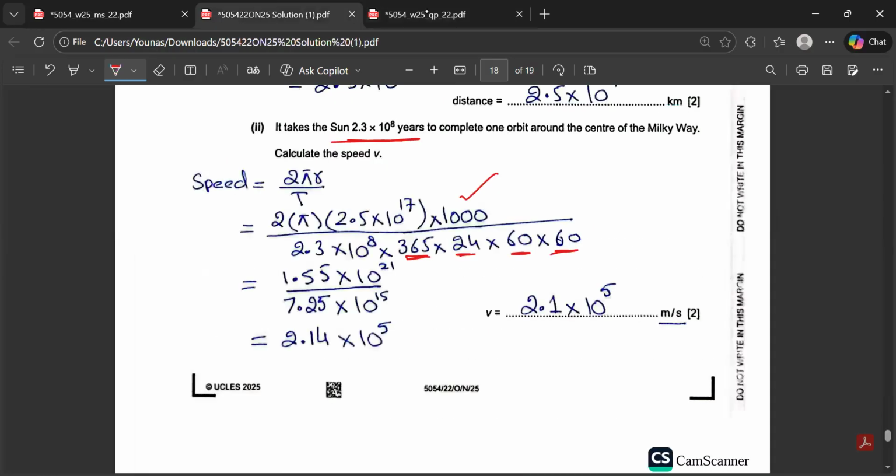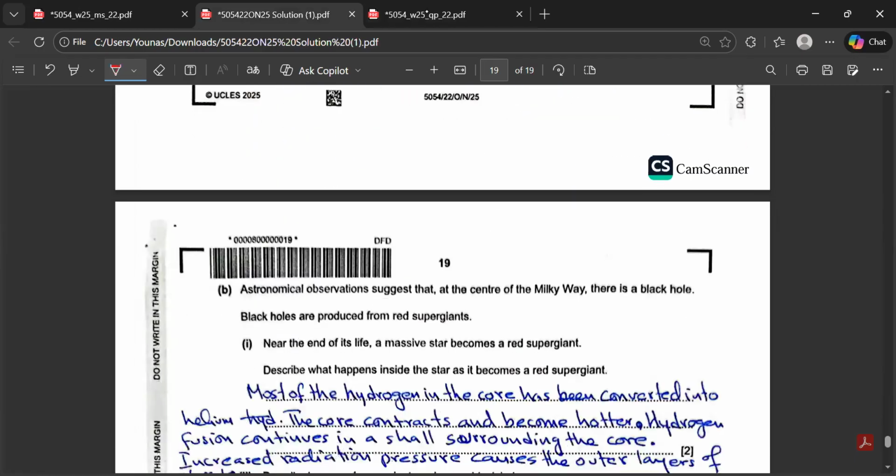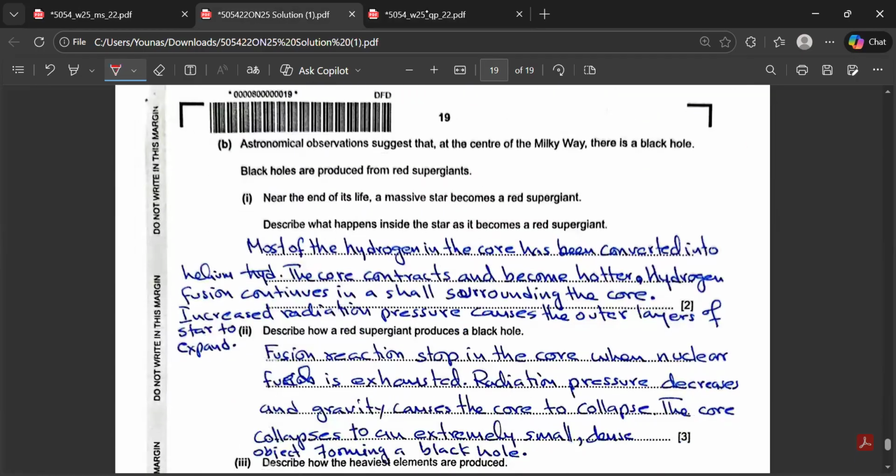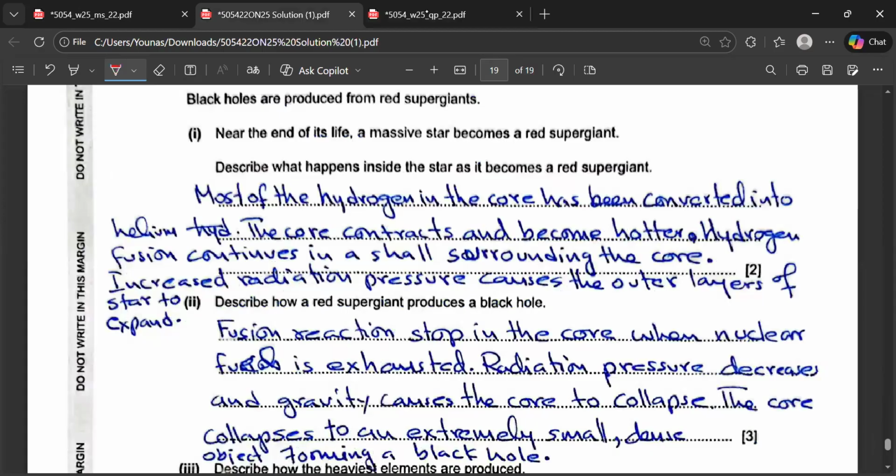You see, let me show you the written answer. He says that most of the hydrogen in the core has been converted into helium. The core contracts and becomes hotter. Hydrogen fusion continues in a shell surrounding the core. Increased radiation pressure causes the outer layers of the star to expand, and we call it a supergiant.